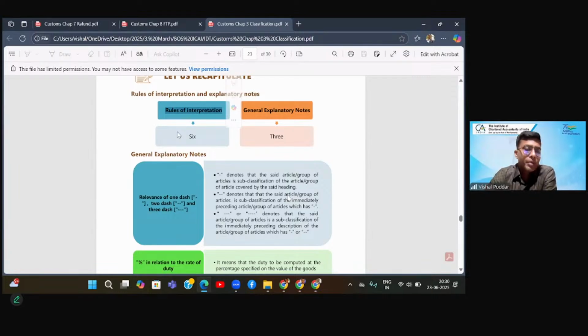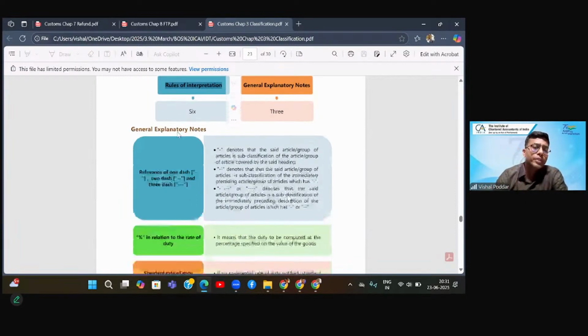The rules of interpretation are that whenever you want to search, out of these 98 chapters and lakhs of goods descriptions, where your goods fall under which chapter, which heading, which subheading, you have to apply the interpretational rules. Similarly, you also have some explanatory notes to understand these rules or understand the classification. This is all what we study in this chapter.